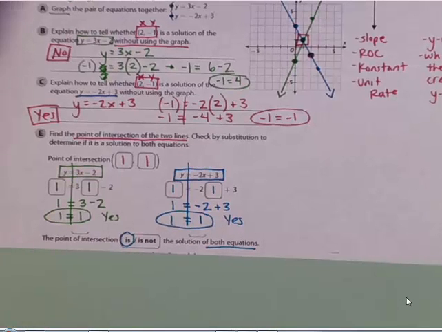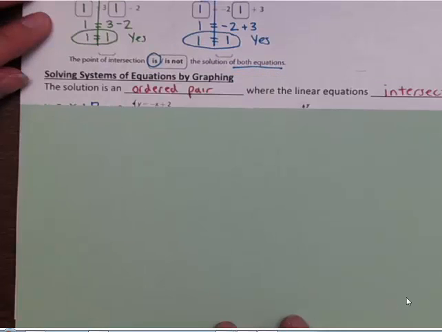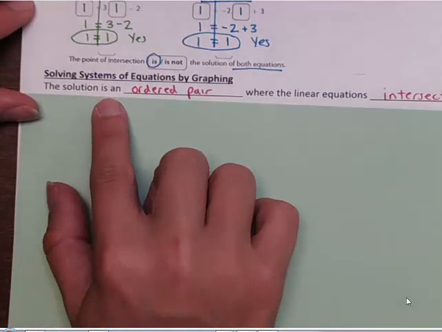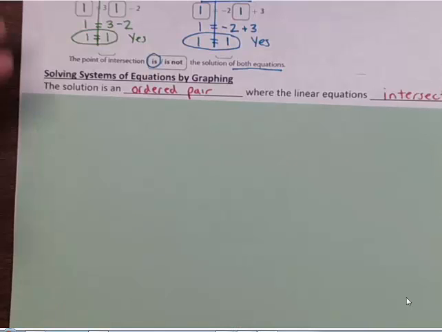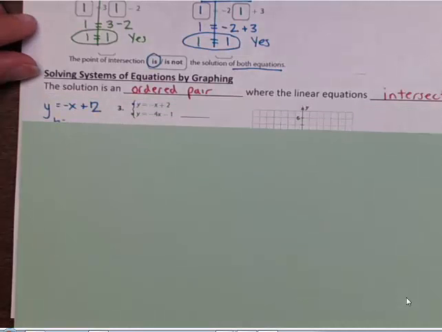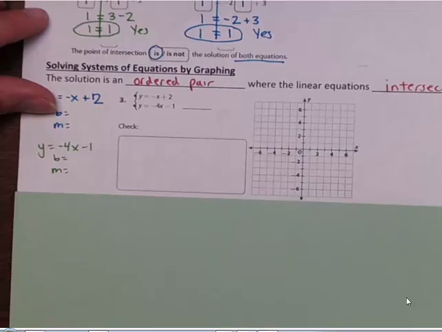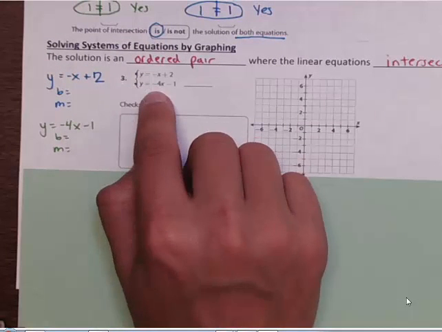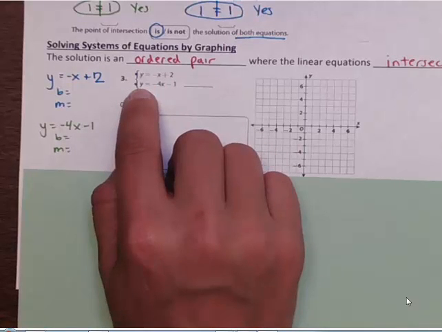Okay, now let's take another second just to look at solving systems of equations by graphing. So remember that a solution is an ordered pair where the linear equations intersect. We already know that. So let's take a look now at number 3. It has the little symbol that shows that this is our system. There are 2 linear equations in this system. I already color coded them because that helps me see where each line is.